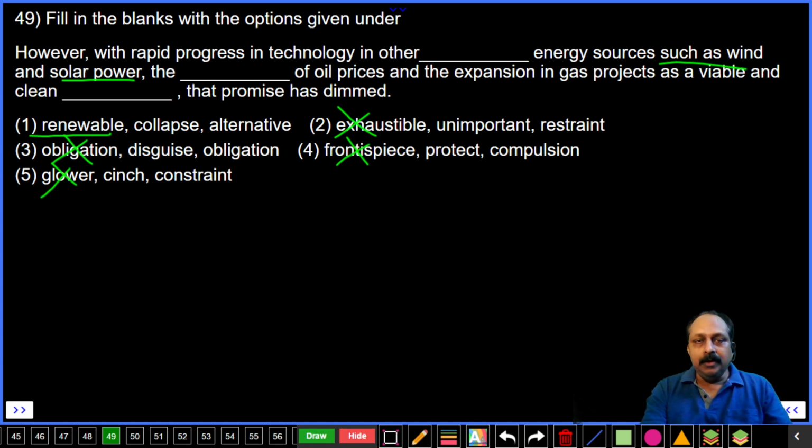However, with rapid progress in technology and in other renewable energy sources such as wind and solar power, the collapse of oil prices and the expansion in gas projects as a viable and clean alternative, that promise has dimmed. Perfect. Answer is, once you know wind and solar power are renewable energy sources, there's only one word, no synonyms. You can save your time, decide. Answer is the first option.